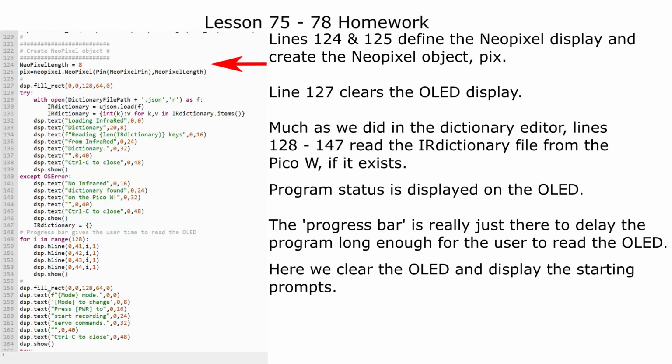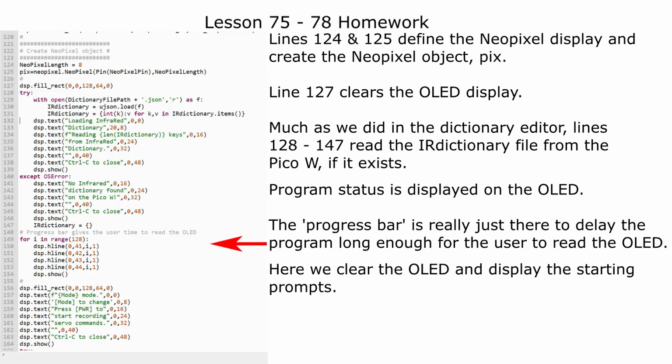Lines 124 and 125 define the NeoPixel display and create the NeoPixel object Pix. Line 127 clears the OLED display, and much as we did in the dictionary editor, lines 128 to 147 read the IR dictionary file from the Pico W if it exists. Program status is displayed on the OLED.